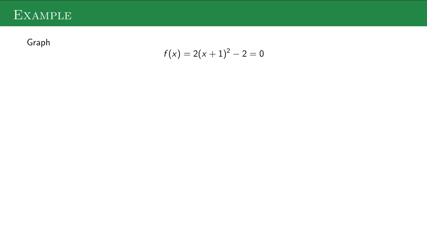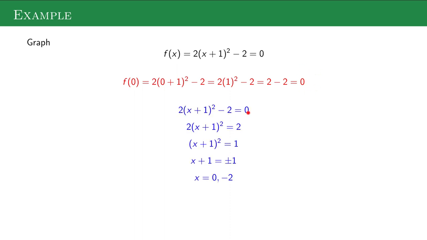All right, for this function, the equals 0 shouldn't be there. The first thing you want to do is plug in 0 to find your y-intercept. So I just simplify this down, and my y-intercept happens at 0. So when I plug in 0, I get 0 for my y-intercept. For my x-intercept, I need to set it equal to 0.